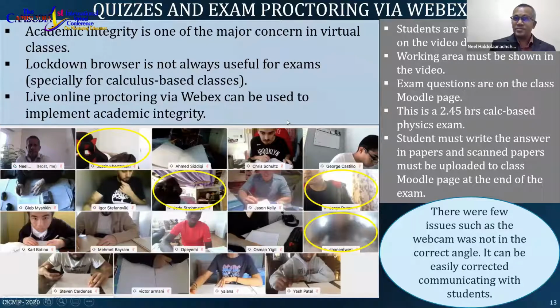This is a calculus-based physics class, which had about a 2.45-hour continuous exam. It worked well, except for a couple of problems you have to deal with at the beginning of the exam. You can see this highlighted yellow area, where the webcam angle is not good. So at the very beginning of the class, before we start the exam, we have to make sure everything is fine. What I did after I detected this, from the picture I took before the exam started, was talk to that student and ask them to rearrange the camera angle, and then everything worked fine after that.